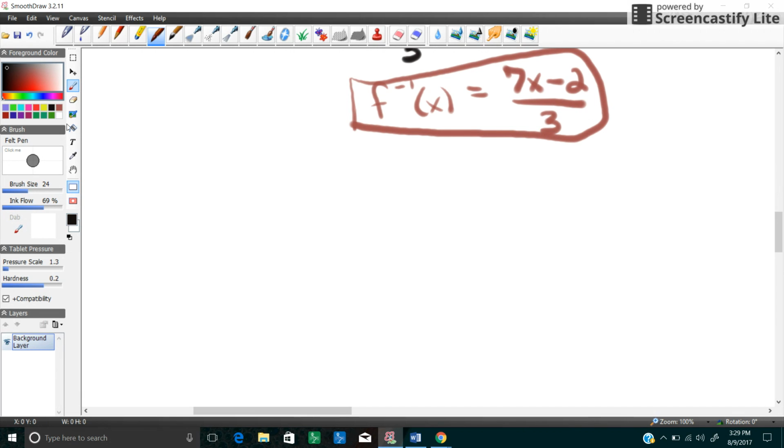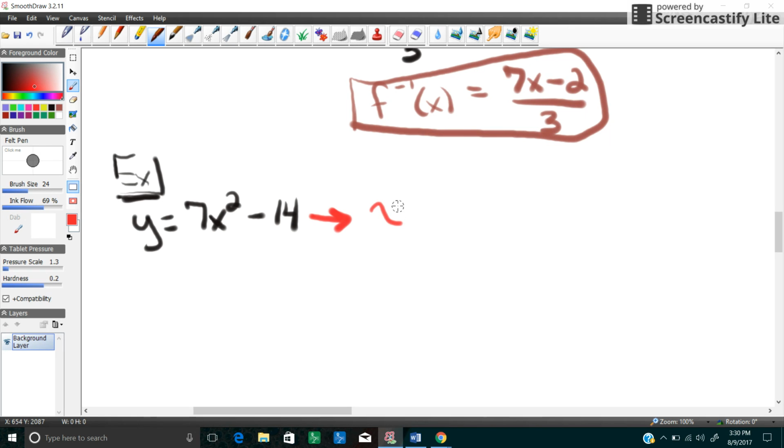Let's say we have something a little bit more complicated, say like a quadratic. So y equals, we'll say, 7x squared minus 14. Just like before, I'm going to go ahead and switch my x and y first. I'm going to do it right next to it, and then we'll go down from there. So we'll have x is equal to 7y squared minus 14. So there's that first step, switch x and y.